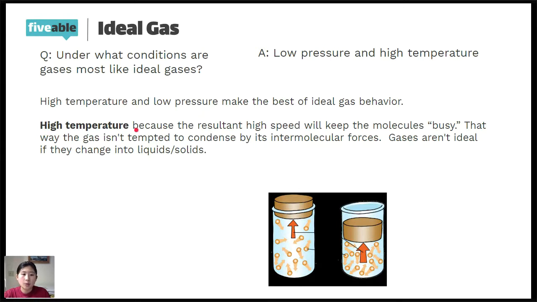And high temperature, because the resultant high speed will keep the molecules busy. So they'll be busy bouncing around. That way the gas isn't tempted to condense because of its intermolecular forces. Because most gases all have intermolecular forces. Or actually, you know what? Have you learned about London dispersion forces yet? London dispersion forces. I believe it's called LDF.